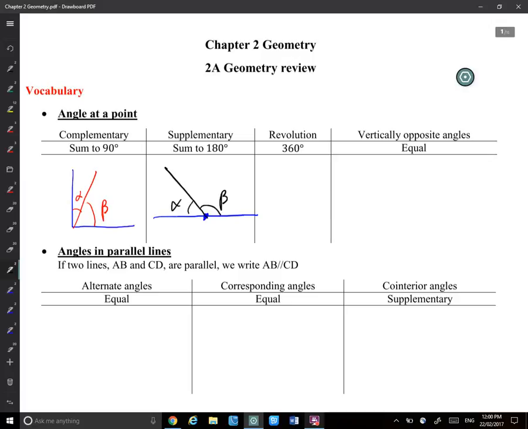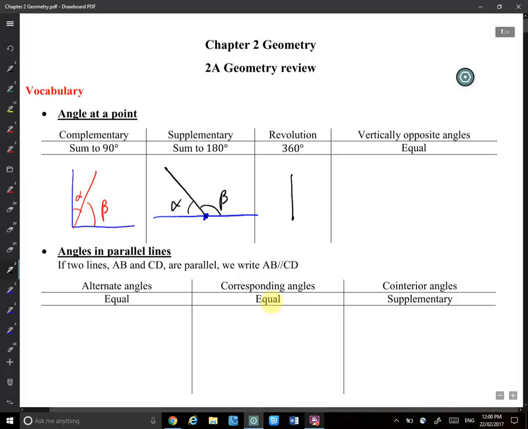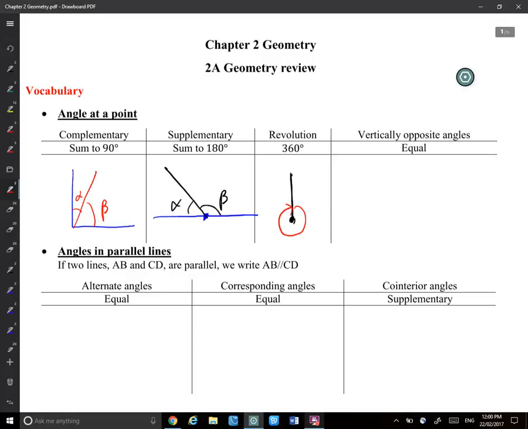Or you can have three angles. They all add up to 180. They can be supplementary angles as well. Okay, so a revolution is an angle of 360 degrees, which is a turn around. So which talks about this angle here. So that's a revolution angle, which is 360 degrees.